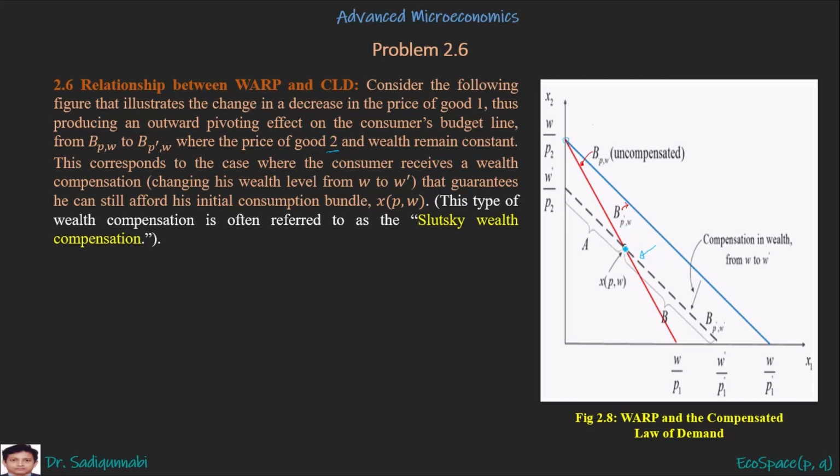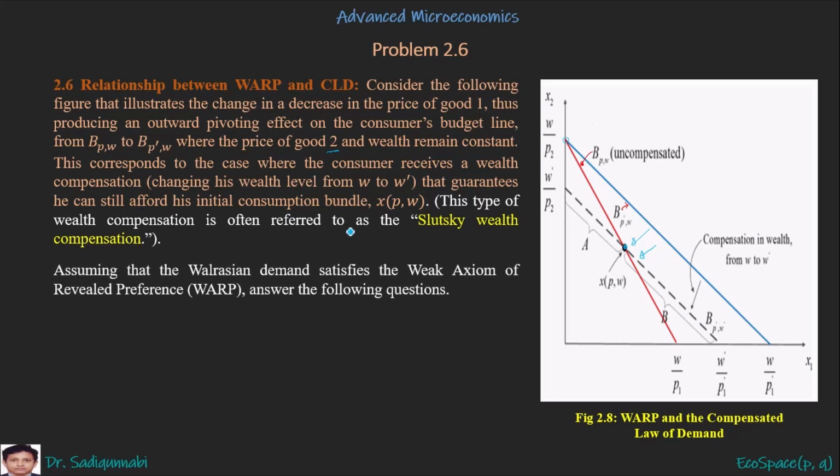So movement from here to there, the price changes because of a price decrease. So the bundle is still affordable because it is below the blue line and on the red line. Red line means the original uncompensated budget line, and blue line is after compensation in wealth, I mean because of the compensation in the wealth. And this type of wealth compensation is called Slutsky wealth compensation.